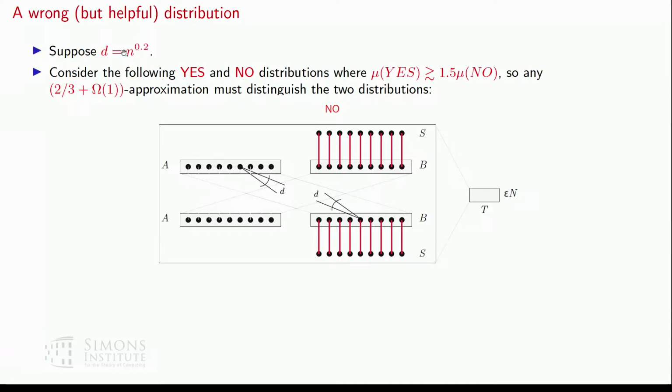We have three types of vertices: the S vertices, the B vertices, and the A vertices. Okay. And in case it's not clear, there's also a graph of degree D between A and B, and a graph of degree D between A and B here. Okay. So what is this distribution like? We have, again, two types of graphs: graphs on which the matching is large, and graphs on which the matching is small, and any better than 2/3 approximation should distinguish the two.